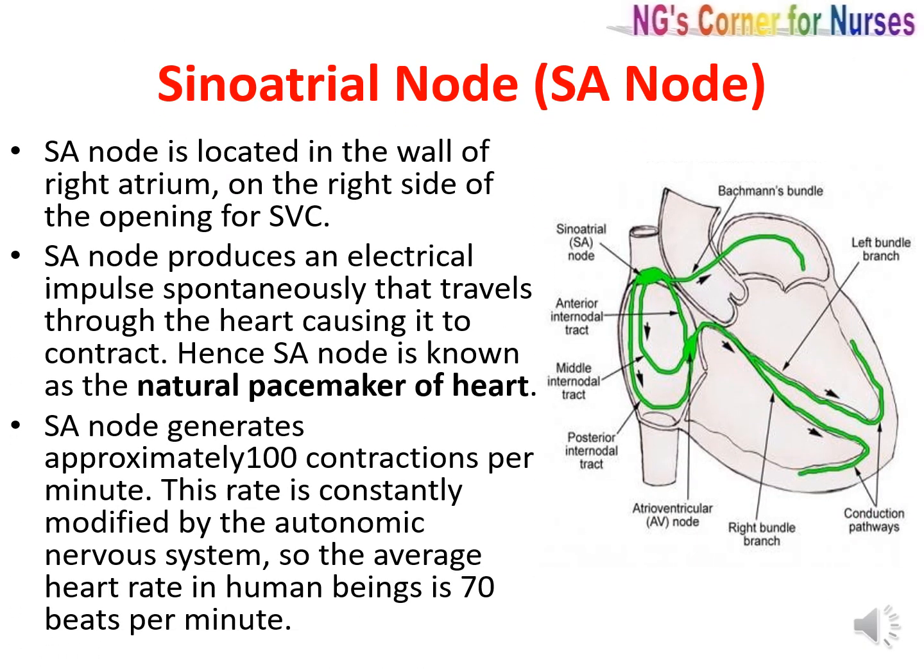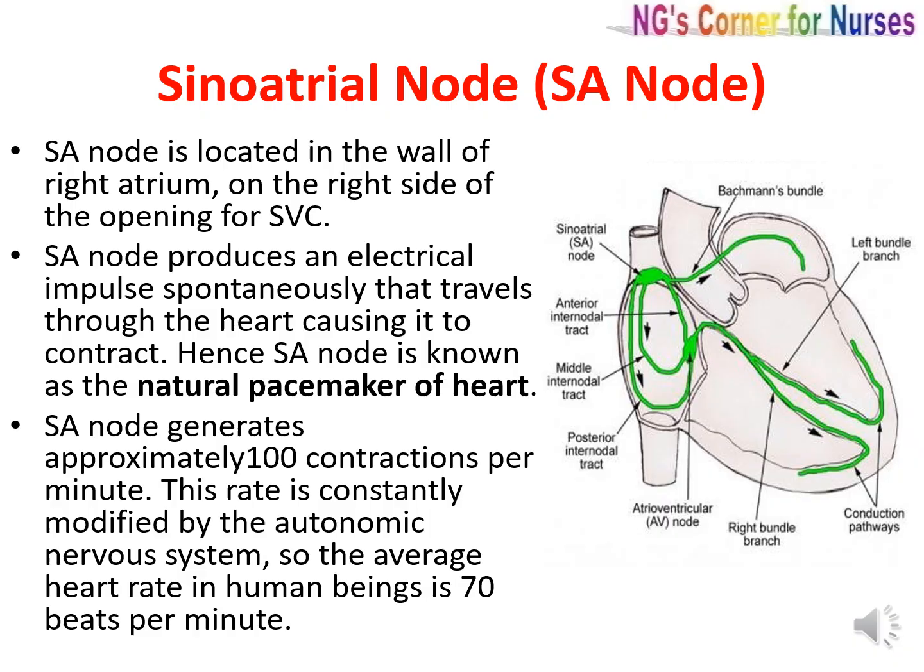So first is the sinoatrial node or SA node. The SA node is an oval shaped region which is located in the wall of the right atrium on the right side of the opening for the superior vena cava. The SA node produces an electrical impulse spontaneously that travels through the heart, causing it to contract. Hence, the SA node is known as the natural pacemaker of the heart.